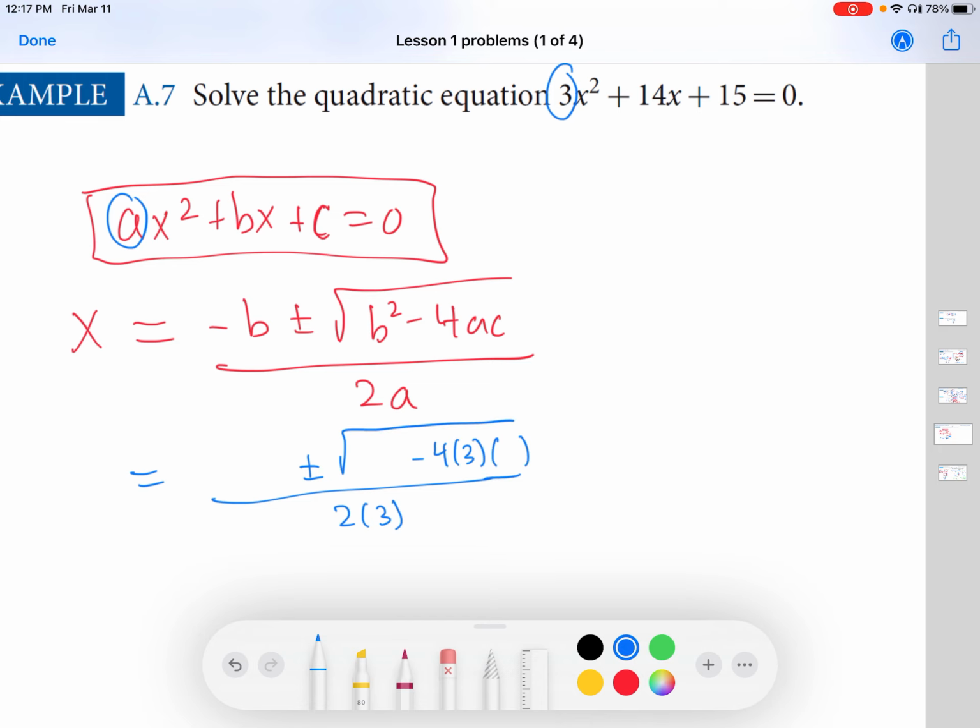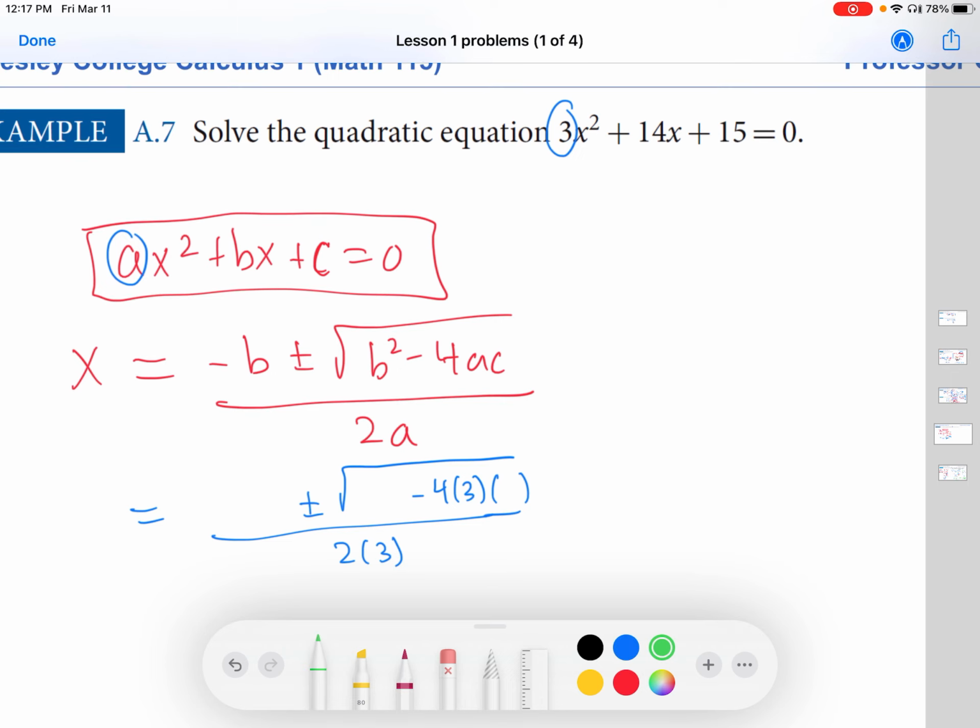Okay. What else? The coefficient for b, b is the coefficient in front of x, so that's 14. So I'm looking for b in my formula, so it's over here. So negative 14 plus or minus 14 squared. Okay, and then the c coefficient is the one that does not have an x next to it. So that's plus 15, positive 15. So that goes over here.